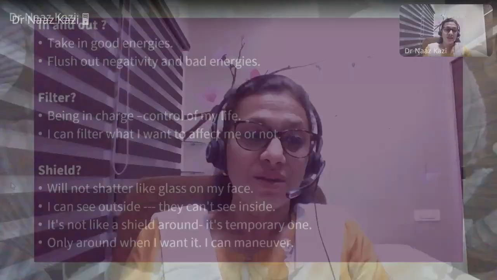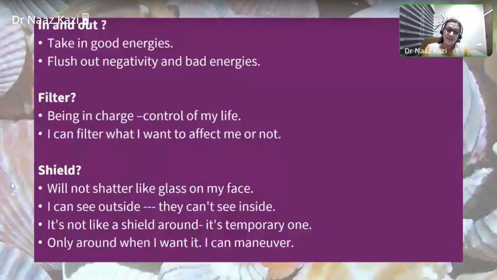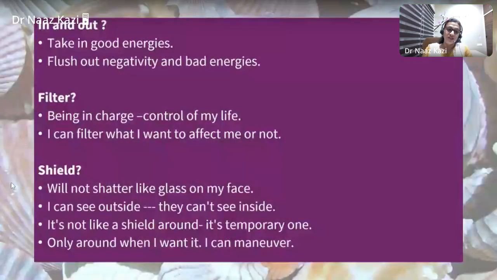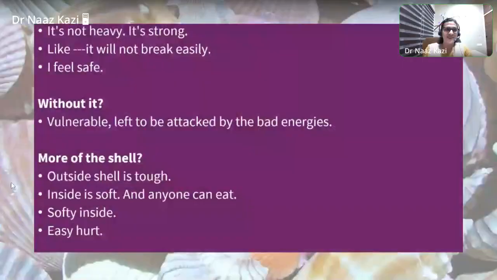Then I ask her the qualities of the shield, like how is the shield, the experience of the shield? And she says, it will not shatter like glass on my face. She's so very clear with it. It will not shatter like glass. I can see outside. They cannot see inside. It's like a shield around. It's a temporary one. Only around when I want it. I can maneuver. So for me, at that moment in time, it was very difficult. But today, when I read this case again and again, I see how beautiful it is.